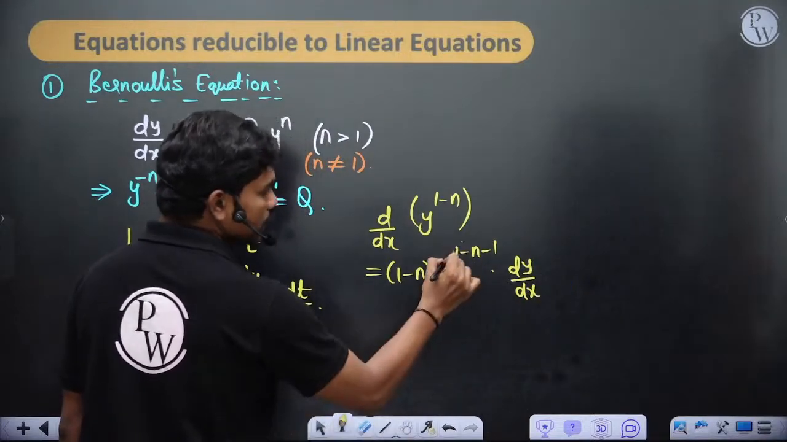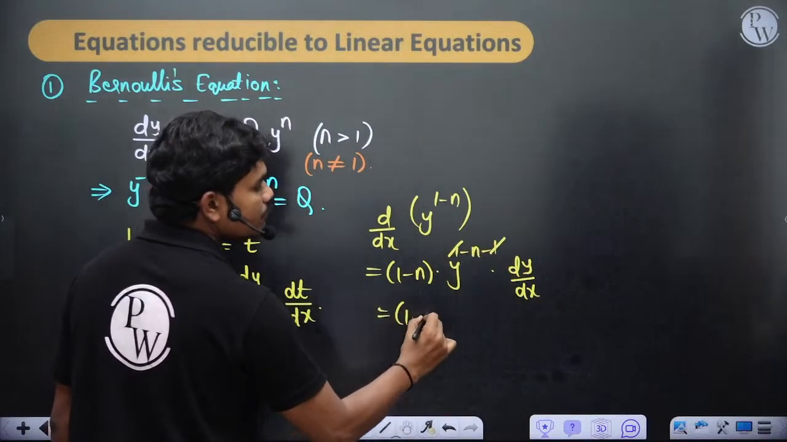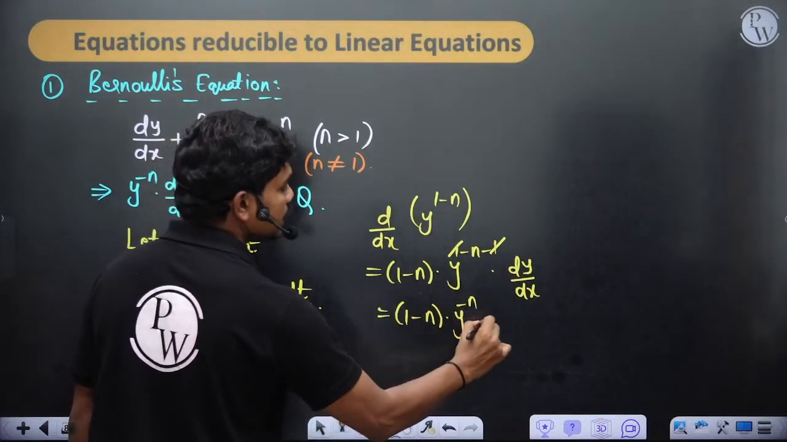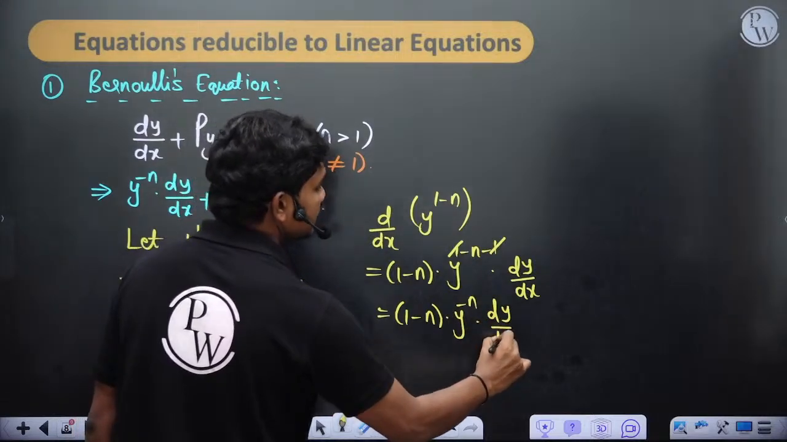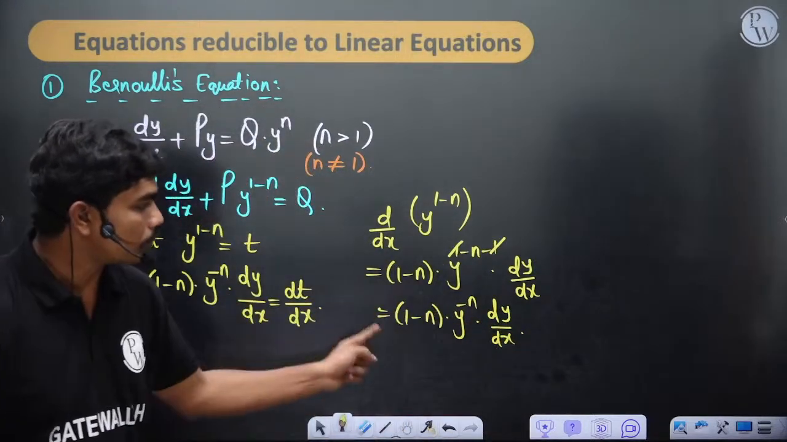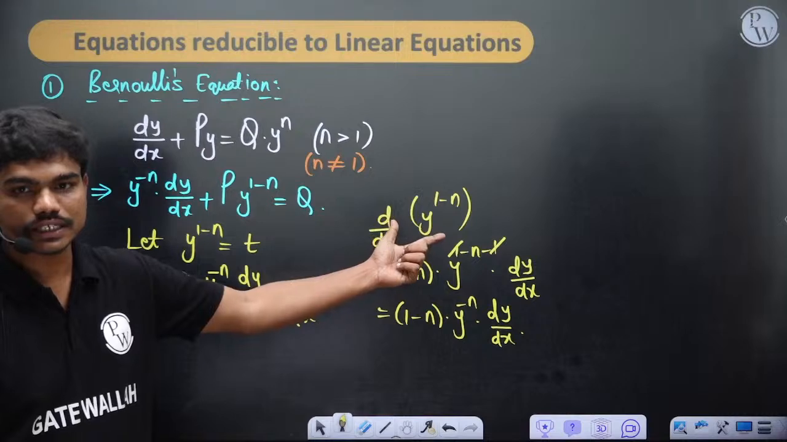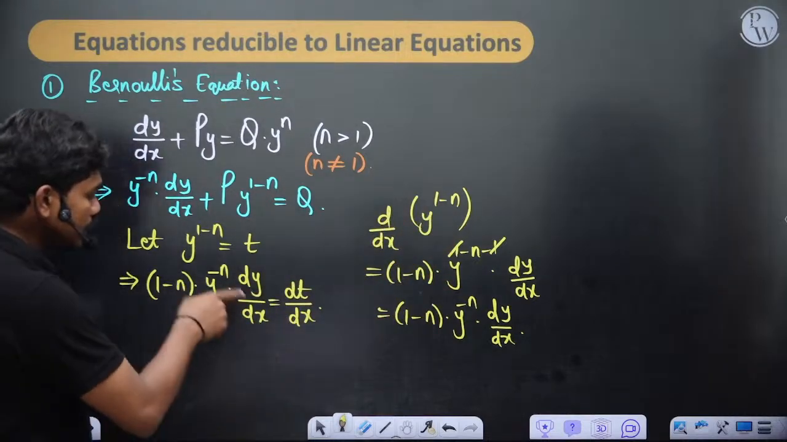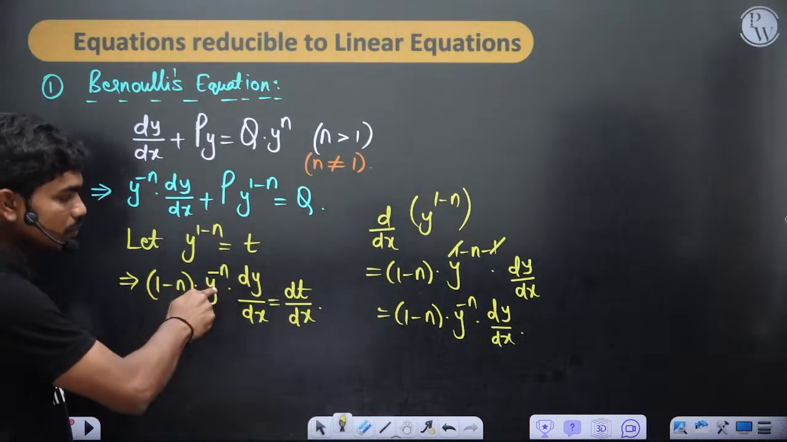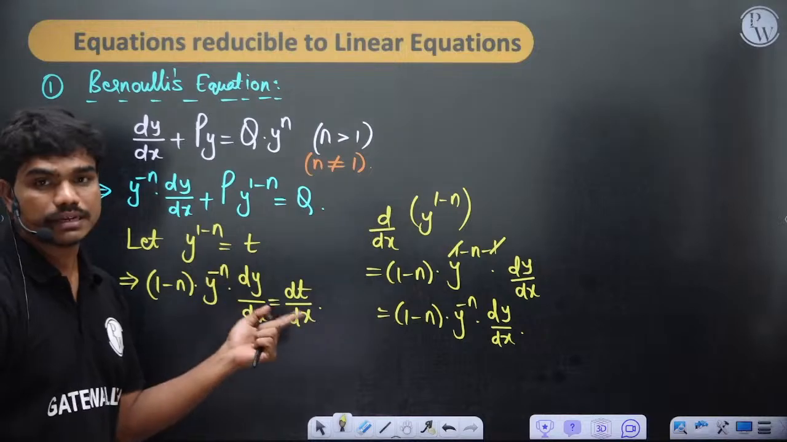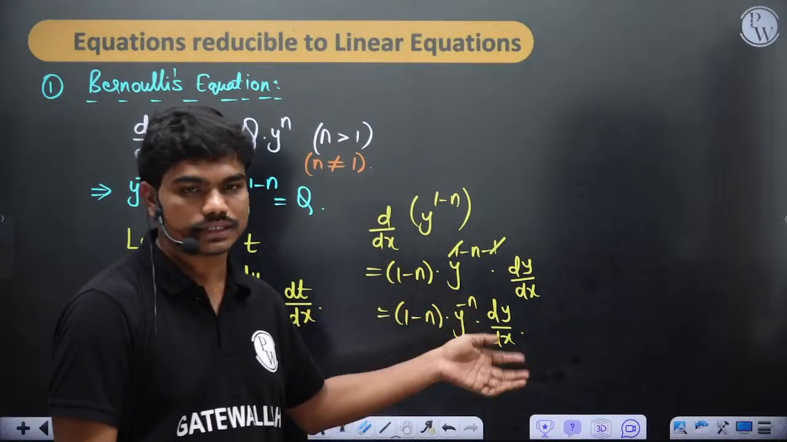Then you can see this 1 and 1 get cancelled. You have 1 minus n, y power minus n, dy by dx. So this complete expression is what you'll get if you differentiate this with respect to x, and you have this value here, 1 minus n y power minus n dy by dx, and of course dt by dx, because you are differentiating with respect to x.